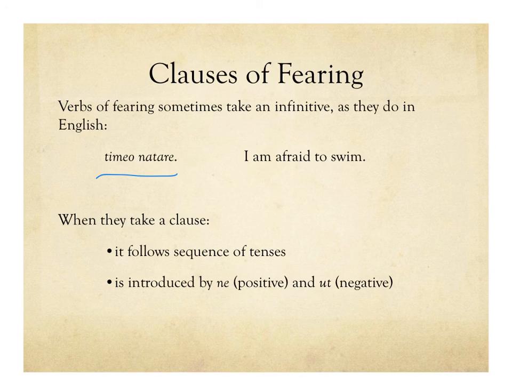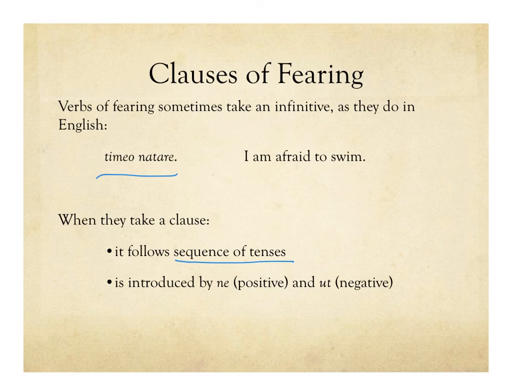we may go to war or something like that, where you have a long clause that expresses what it is that your fear is, then you have to use a clause of fearing just as you would have to use a clause in English. These clauses of fearing, just like the other clauses we've been looking at, follow sequence of tenses, primary and secondary, and there's this special wrinkle.